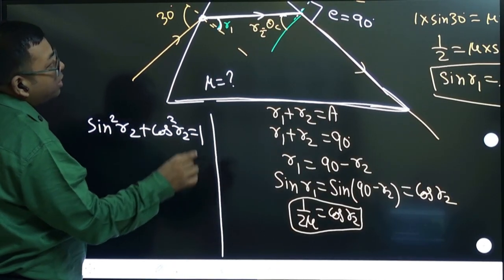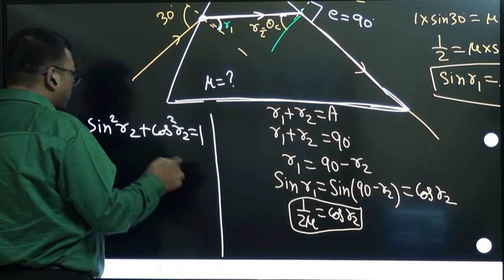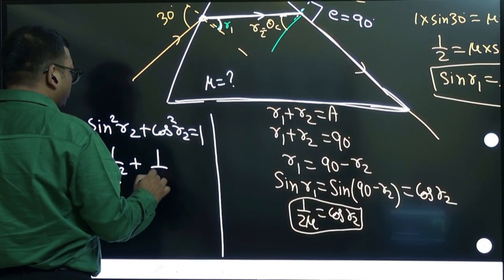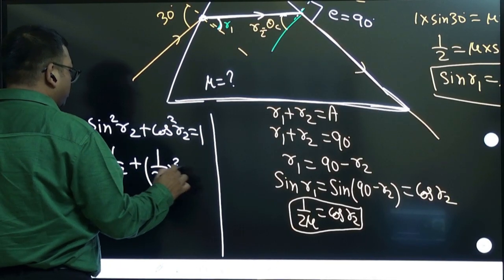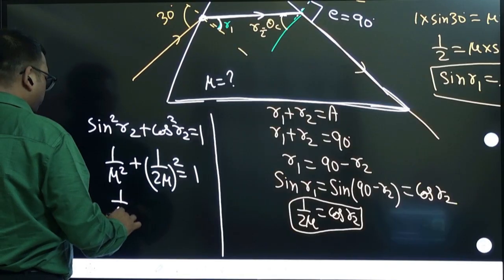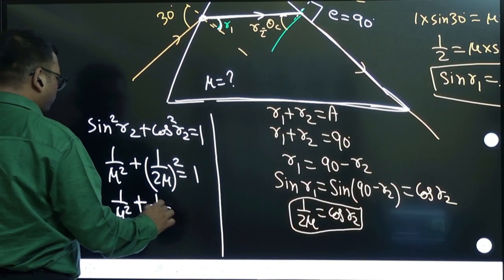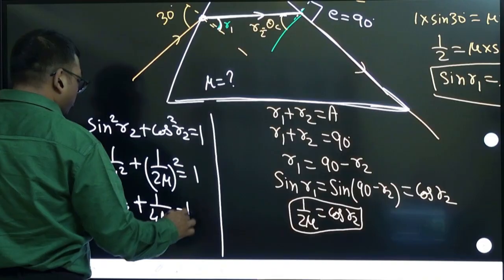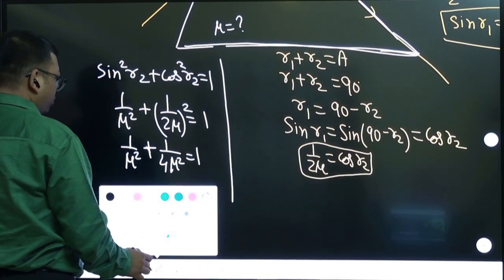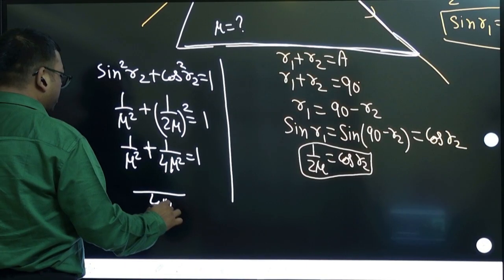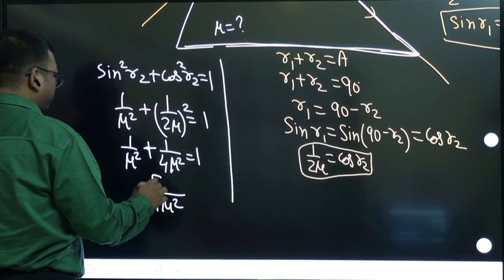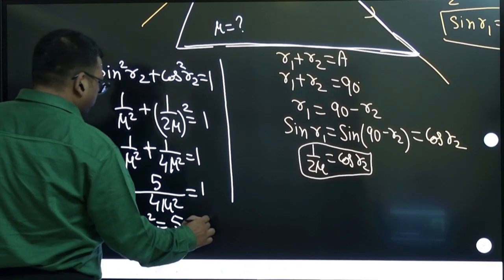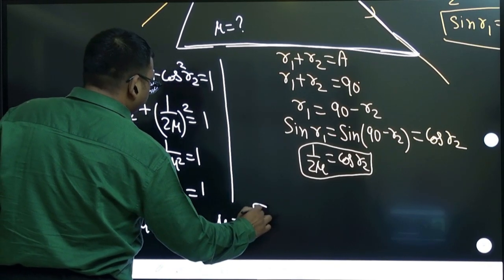So sine square R2, sine R2 we have got 1 by mu, so 1 by mu square plus cos square, which is 1 by 2 mu whole square, is equal to 1. So 1 by mu square plus 1 by 4 mu square is equal to 1. So from here, 4 mu square is equal to 4 plus 1, 5. So mu square becomes 5 by 4, so mu comes as root 5 by 2.